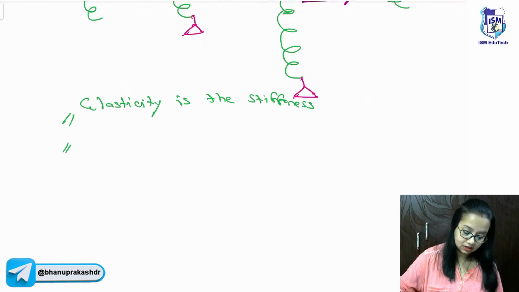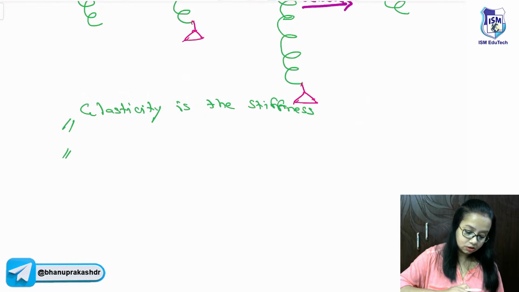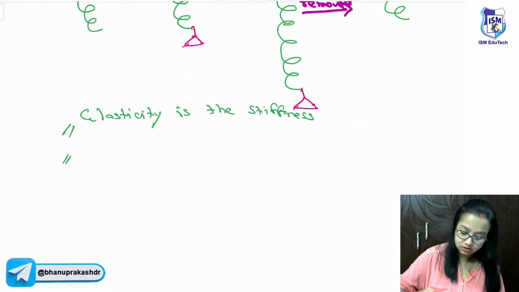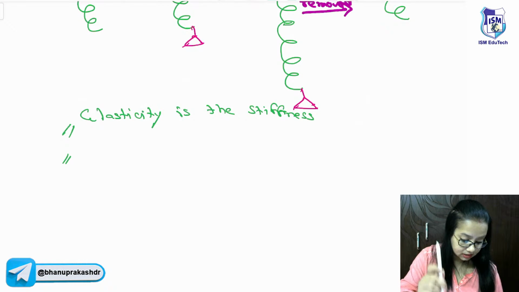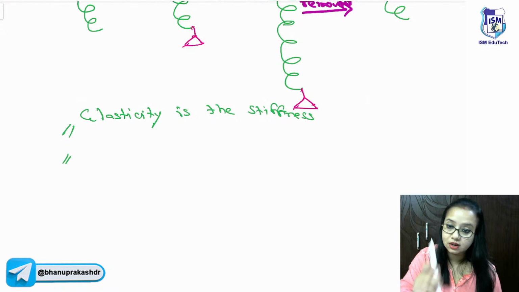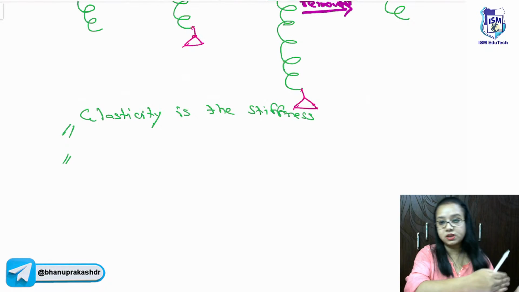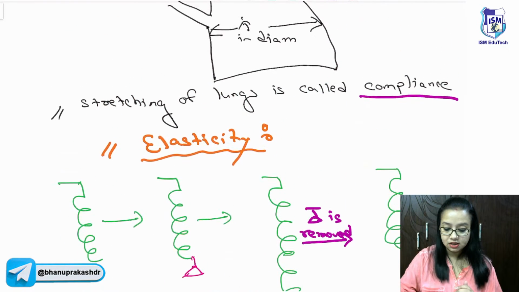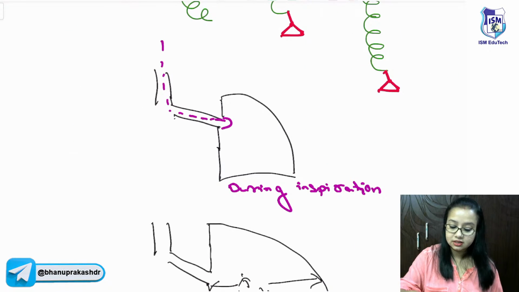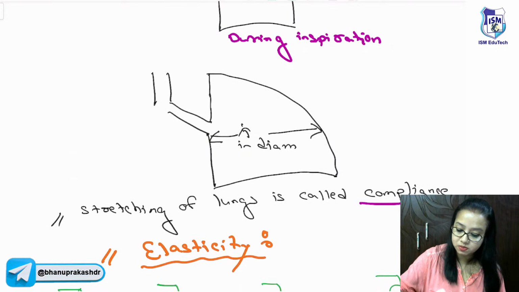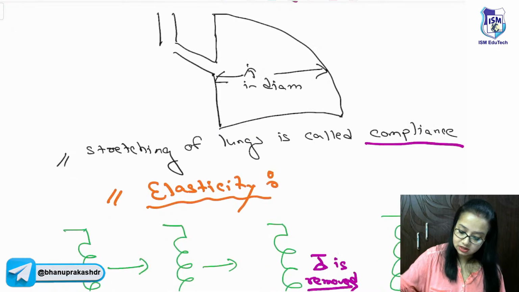Yes, Usman, this is what I'm telling, right? These things are totally opposite in meaning. You please listen, you will understand. Compliance, I repeat for you, means stretching, distensibility when there is a pressure, like when air enters the lung, it has expanded. This is the compliance, right?